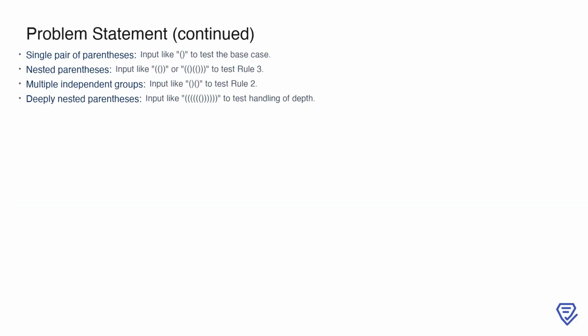To ensure your solution works for all scenarios, consider these edge cases. First, a single pair of parentheses, such as (), tests the base case. Second, nested parentheses like (()) or ((())) evaluate Rule 3, where the score is doubled for the outer layer. Third, multiple independent groups, like ()()(), test Rule 2, where scores are summed. Finally, deeply nested structures test the handling of depth and proper multiplication at various levels. Keeping these cases in mind will help validate the correctness and robustness of your solution.